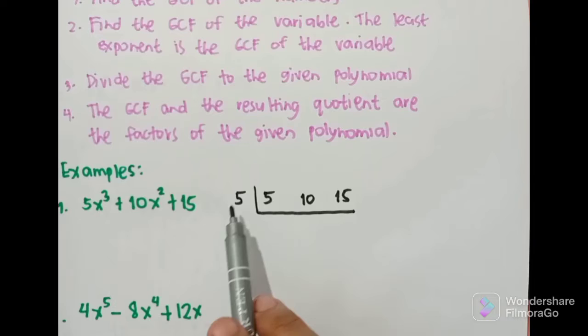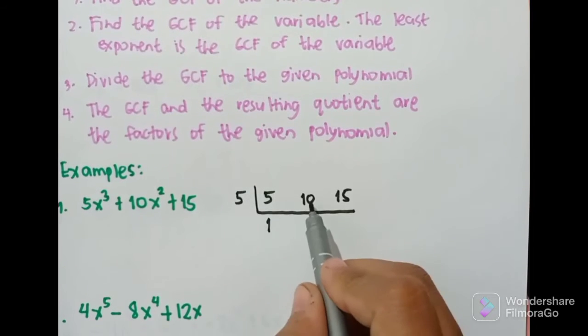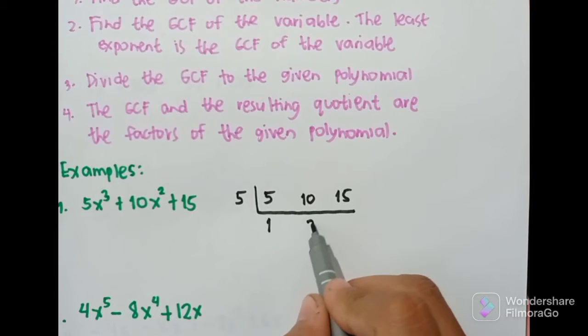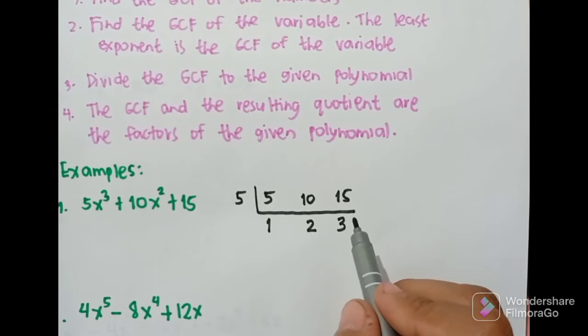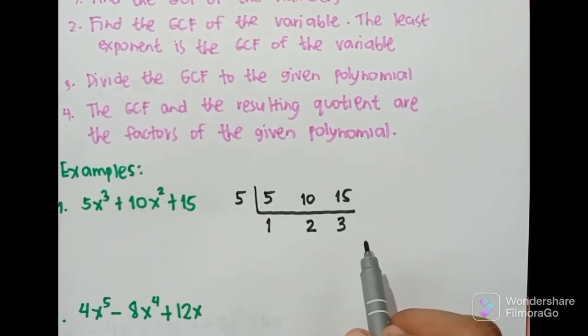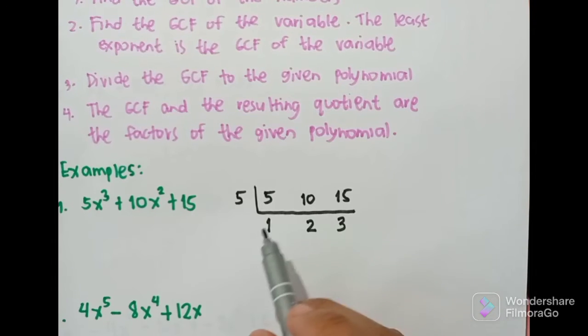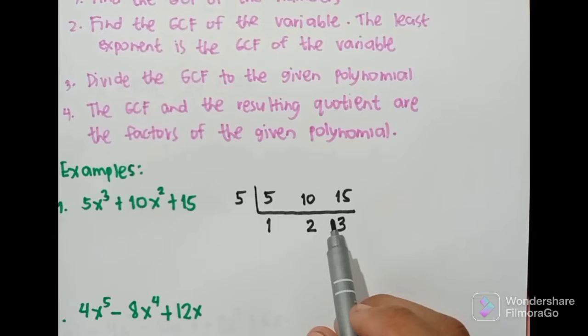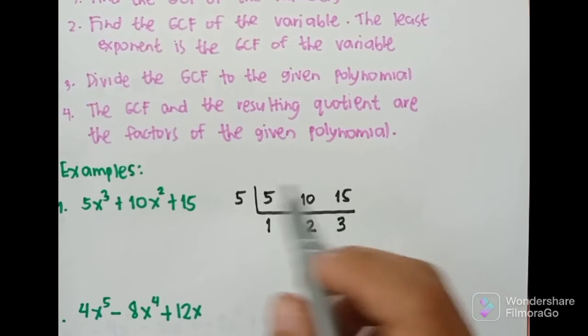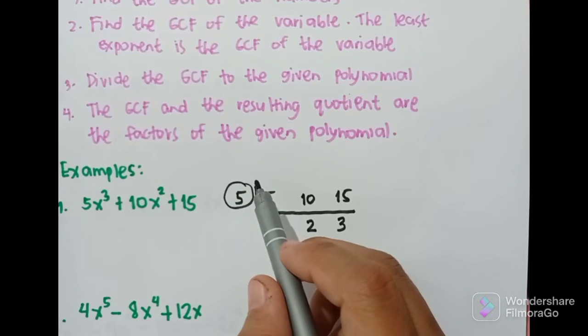So, 5 divided by 5, this is 1. 10 divided by 5, this is 2. 15 divided by 5, this is 3. Meron pa bang number na kayang i-divide si 1, 2, 3? Meron, 1. Pero we will come up with the same answer. Kung wala na, therefore, the GCF of 5, 10, and 15 is 5.